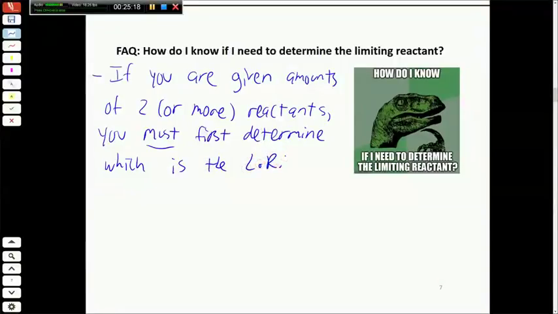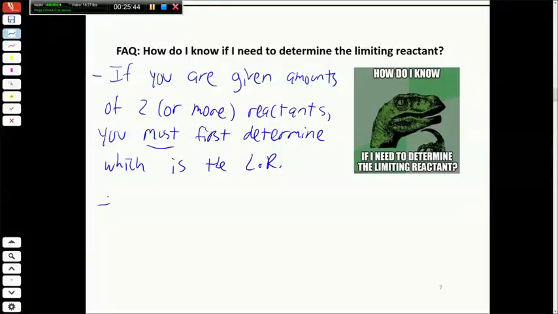This requires you to read the problem carefully and see, are we telling you exact amounts of two of the reactants or more than two of the reactants or not? And if we are, you have to figure out which one of those is the limiting reactant. So don't just grab one of those numbers and start running with it. You have to take the steps necessary to figure out which of those is going to limit the amount of product that's formed.